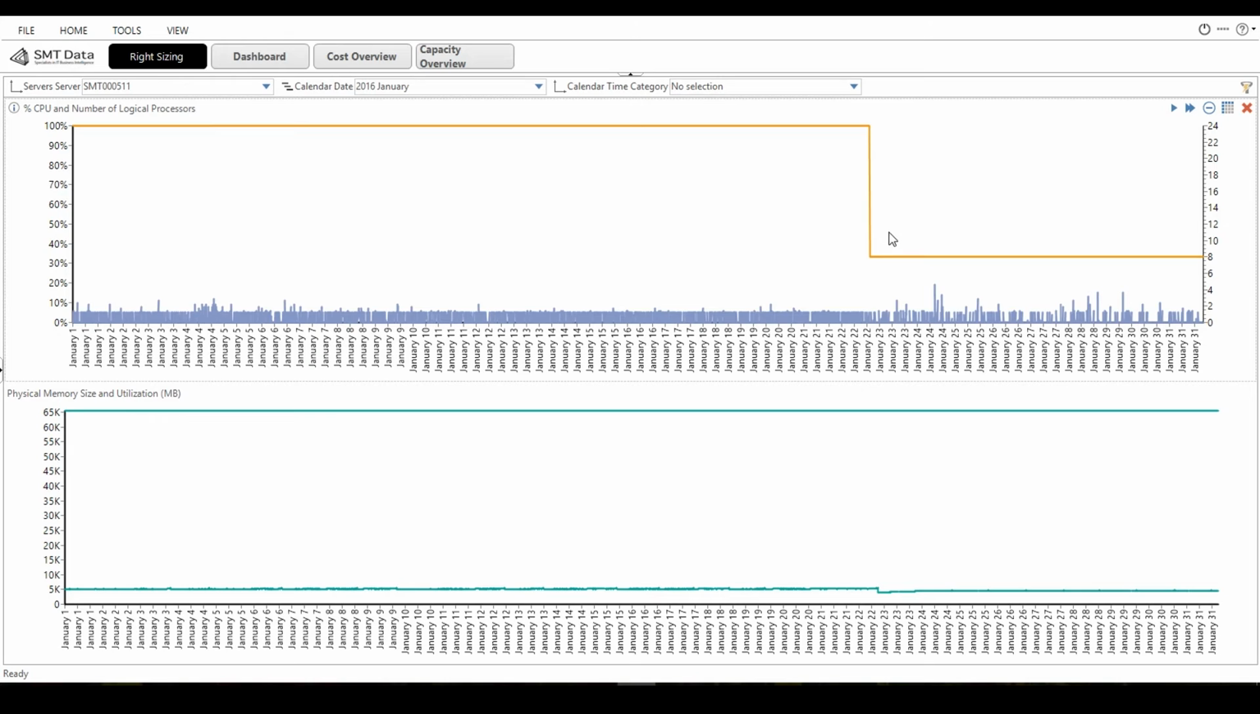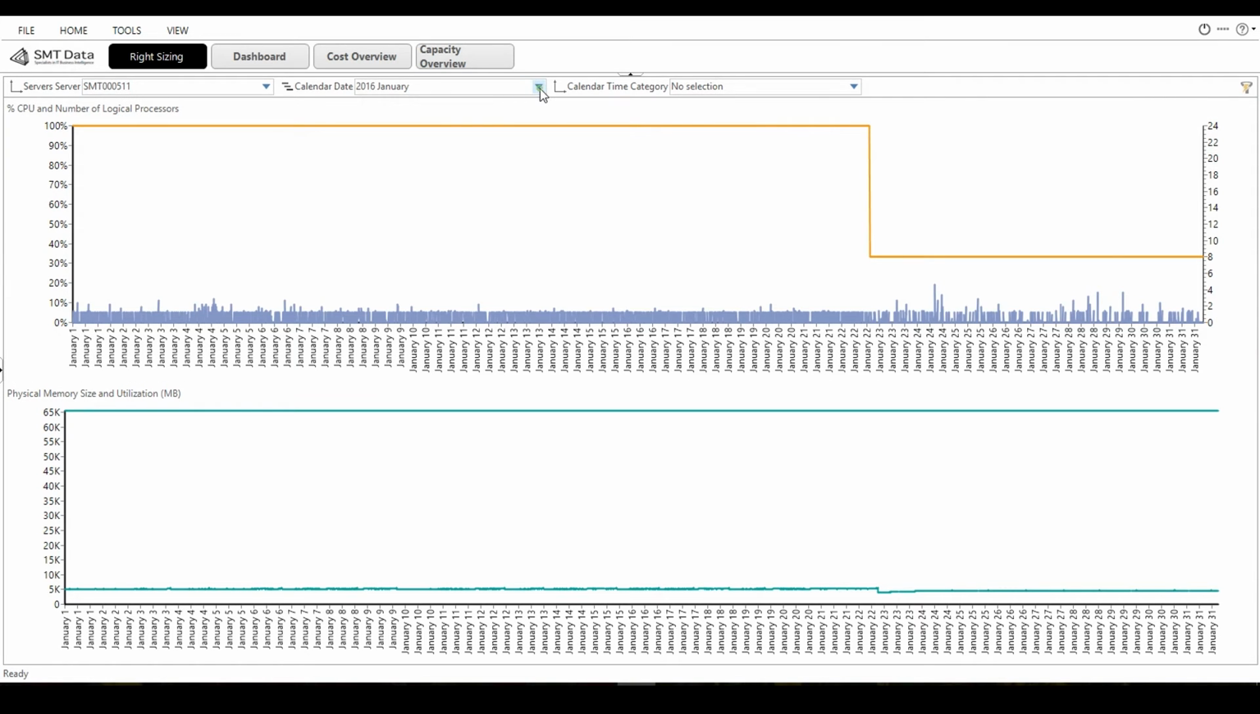So here on the 22nd of January, we reduced the number of cores from 24 down to 8. And we see a little pickup in the CPU utilization in percent, but not much at all. So this was a right-sizing that was clearly the right thing to do here.